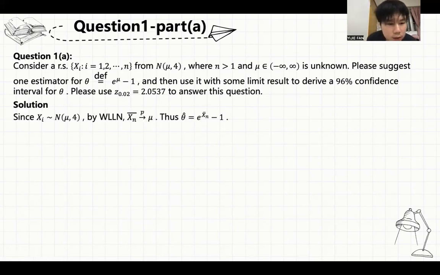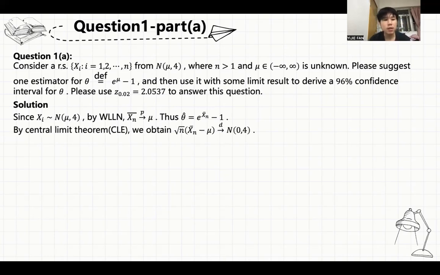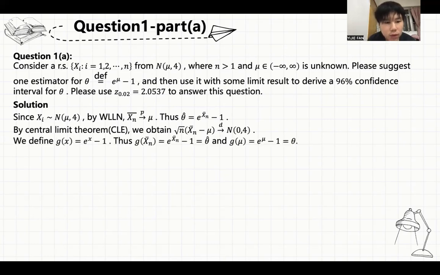Okay. Since Xi obeys a normal distribution with mean mu and variance 4, by the weak law of large numbers, we can get Xn bar converges to mu. So we get theta hat, which is equal to Xn bar power to e minus 1. Okay, and then by the central limit theorem, we obtain a convergent relation.